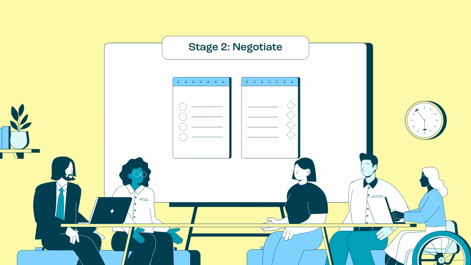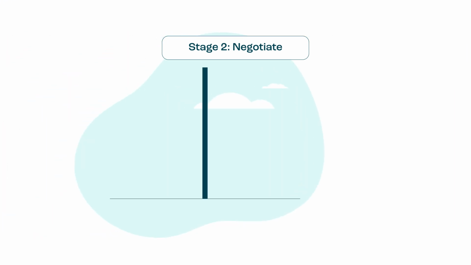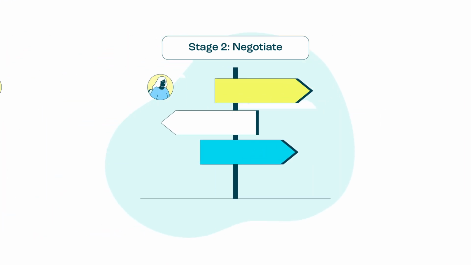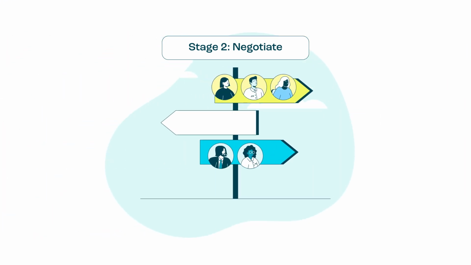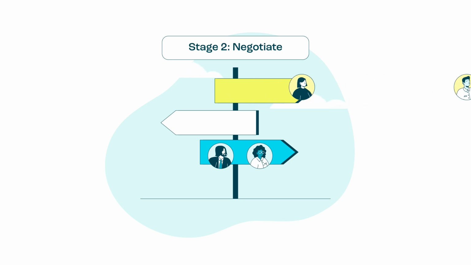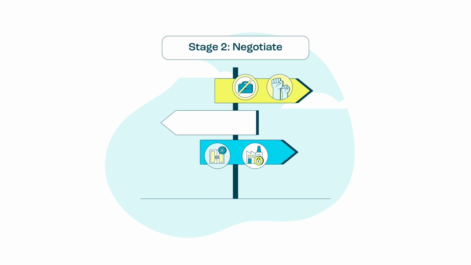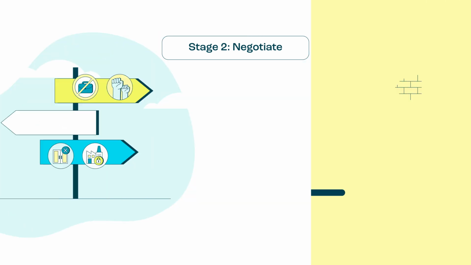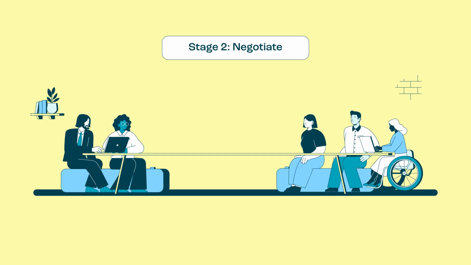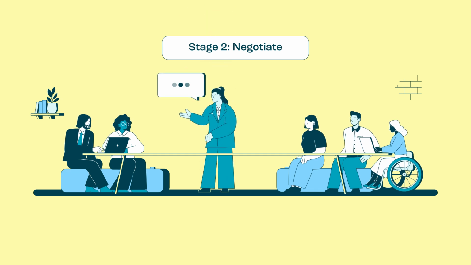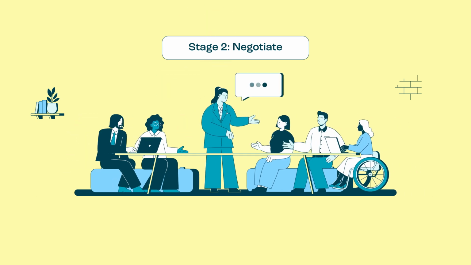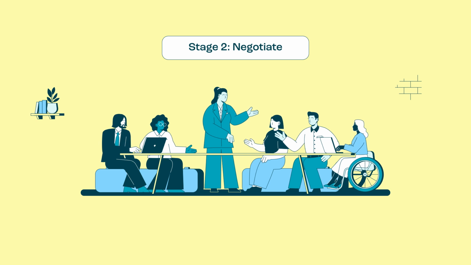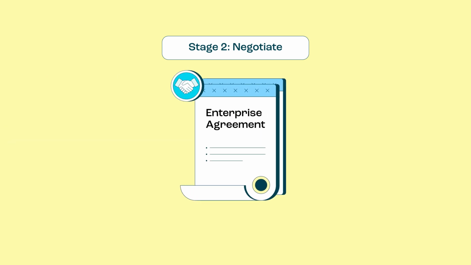Sometimes bargaining stalls or breaks down. When this happens, there are a number of things employers, employees, and their representatives can do to advance their positions. This may include taking protected industrial action. Employers, employees, and their representatives can also seek assistance from the Fair Work Commission when bargaining for an enterprise agreement.